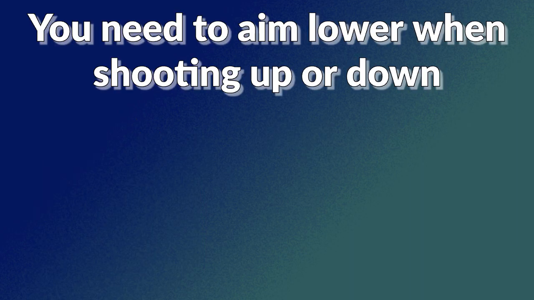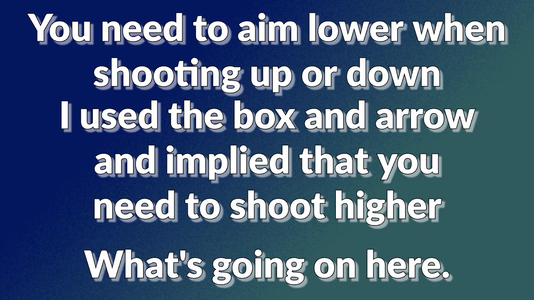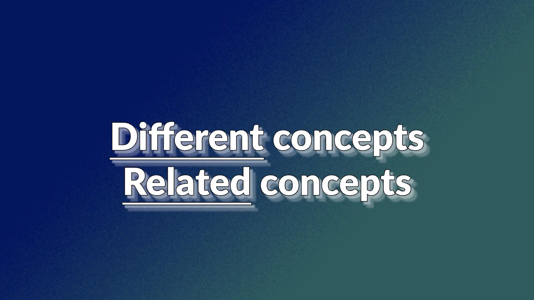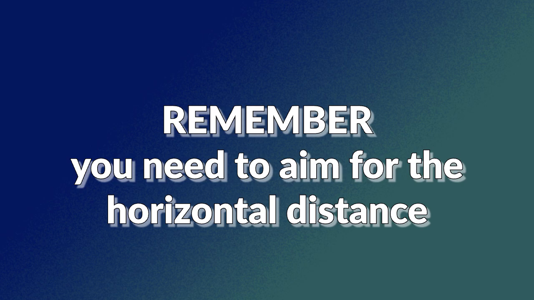Earlier I said you need to aim lower when shooting up or downhill. Then I just used the box and arrow and implied you need to shoot higher. What's going on here? First of all, they're 2 different concepts while being related concepts. Second, when talking about shooting lower, that pertains to when you're shooting the actual distance and don't know the horizontal distance. Remember, you need to aim for the horizontal distance.